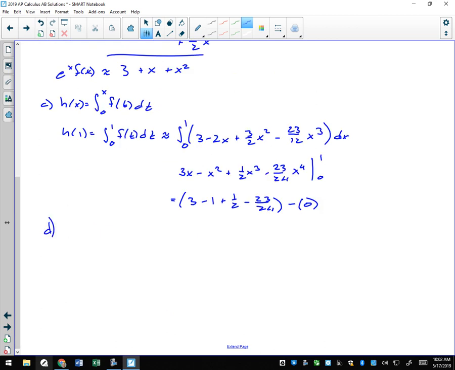It is known that the Maclaurin series for H converges to H for all real numbers X. It is also known that the individual terms of the series for H of 1 alternate in sign and decrease in value to 0. Use the alternating series error bound to show that the approximation in part C differs from H of 1 by at most 0.45.